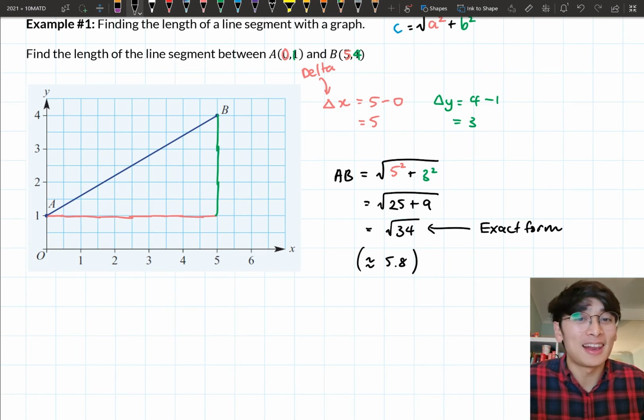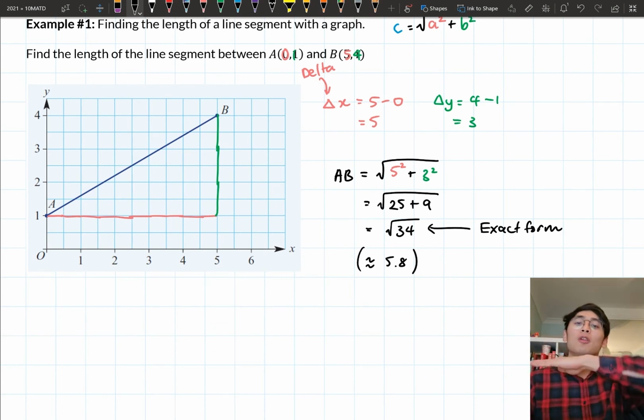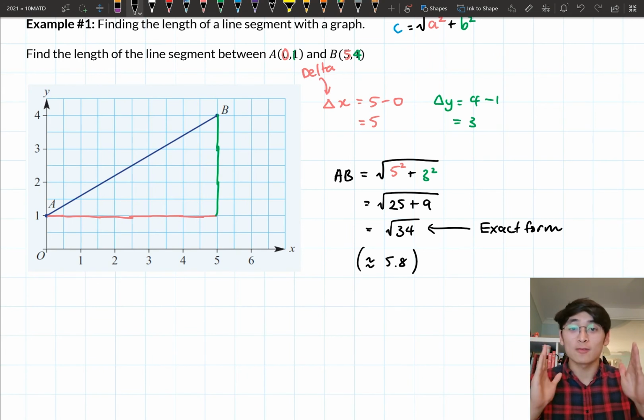So here's how we find the length of a line segment. What we want to do is find what the horizontal distance is between the two points, so looking at the x coordinates and subtracting them.